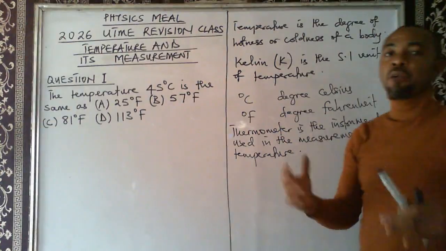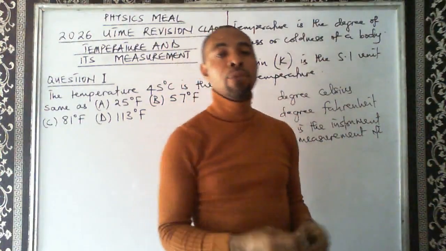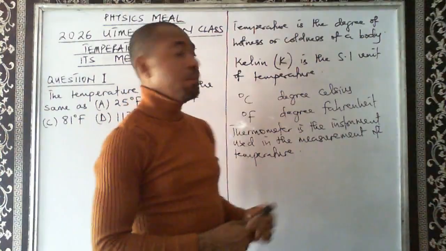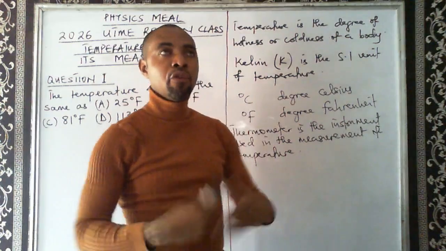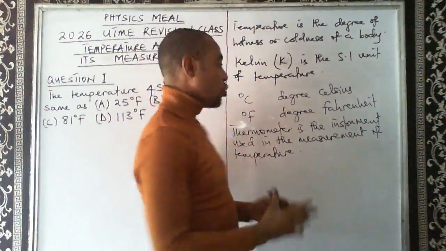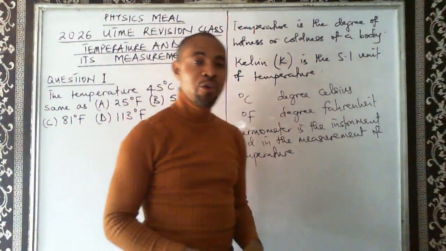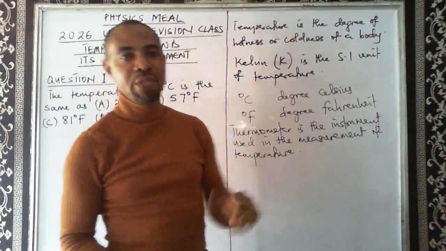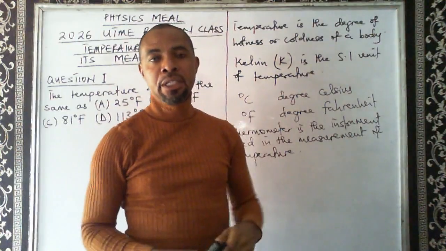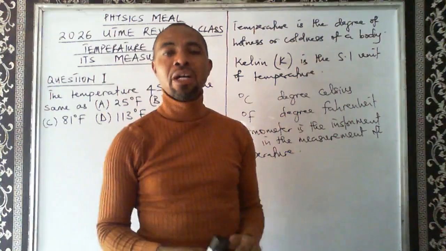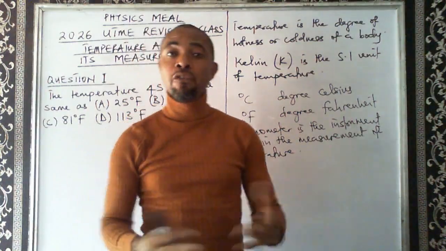Now this thermometer must be calibrated. Yes, we must calibrate it. What do we mean by calibration of a thermometer? You need to mark it. But for you to mark a thermometer, which is the instrument we use in the measurement of temperature, we need to know two points. There are two reference points that must be ascertained before you can actually calibrate a thermometer. And these two points are called fixed points.